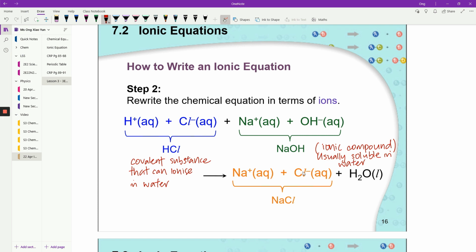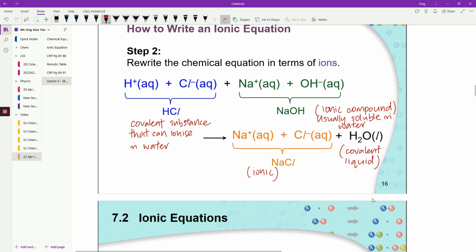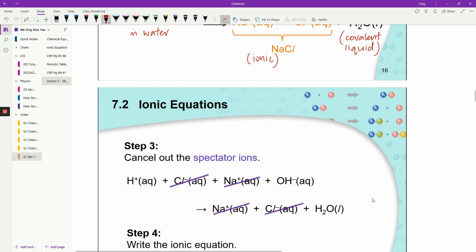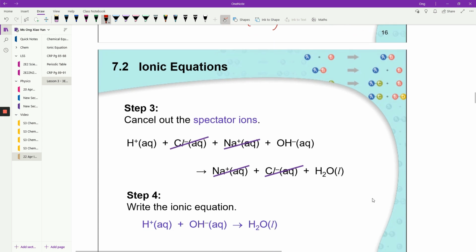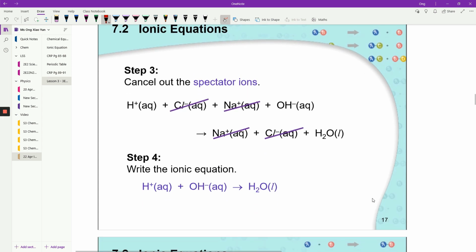And after reaction, the sodium chloride that is formed is the same thing. It's an ionic compound that can dissolve in water. However, for water, it's a covalent substance. So it's a covalent liquid that does not ionize in water, which is itself. So after you rewrite all into its ions, this is when you cancel out the spectator ions.